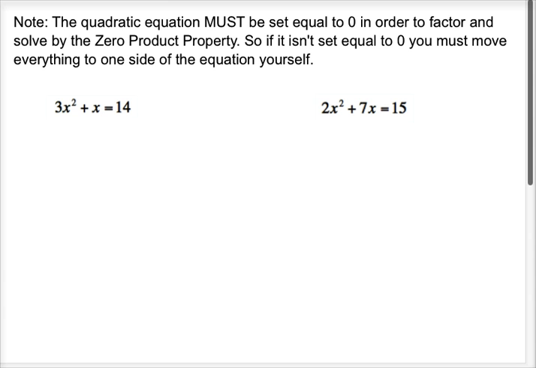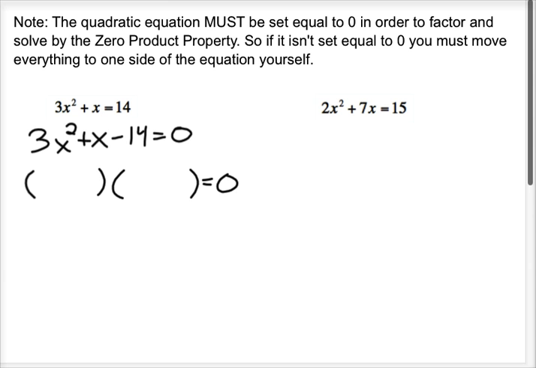So what I'm going to do is I'm going to take this and I'm going to move the 14 over. I'm going to subtract the 14 over to be with everything else. Because now I have something that is equal to 0. I have something that I can legitimately solve. So if I'm being told to solve by factoring, I need to be getting my two parentheses. Now, to get 3x squared, how do we get 3x squared? Well, that means this is going to be 3x and x.